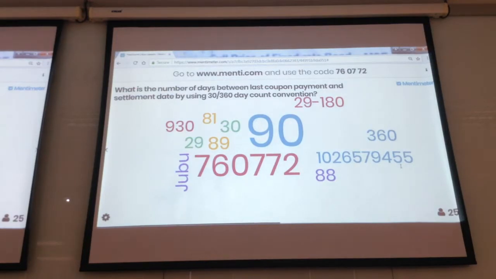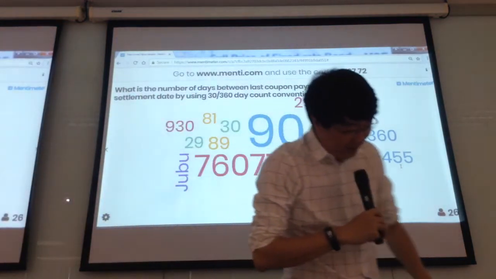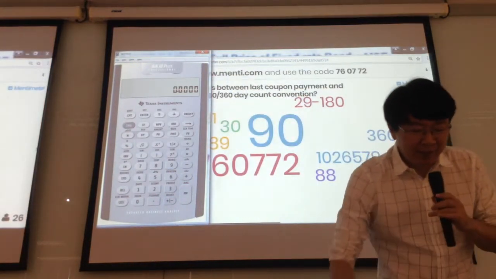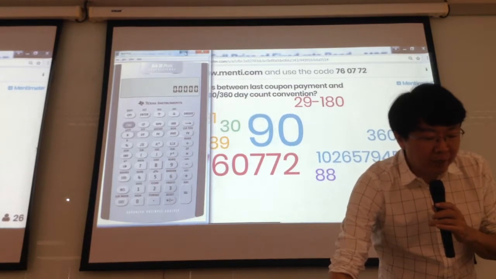Let me check. There is only one answer that is correct, but I don't know why there are 26 right answers. The number shown is, I think, less than 26. Which one do you think is correct? No, I don't think so. The correct answer is 89. How do we calculate the number of days for this one?